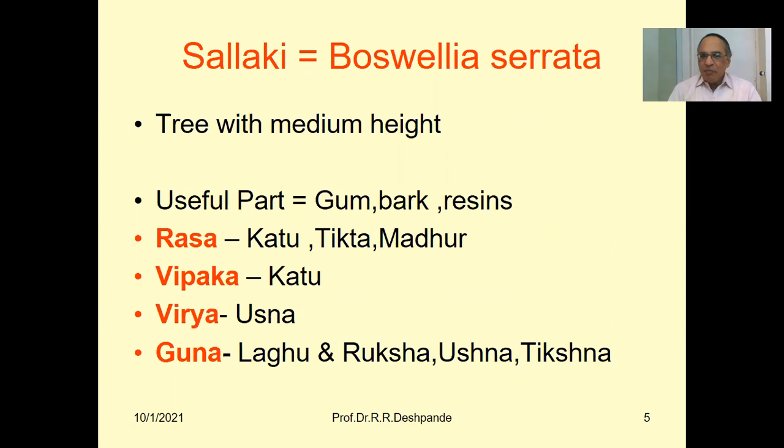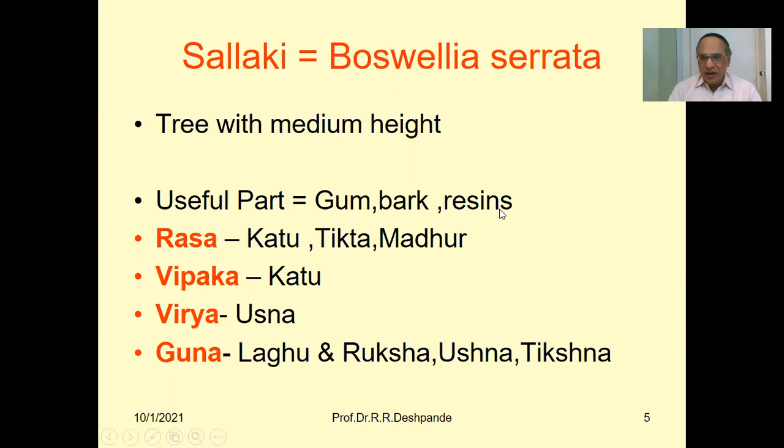Shallaki, the Latin name, Boswellia serrata, a tree of medium height. Upayukta anga, useful parts: gum, bark, and resins.